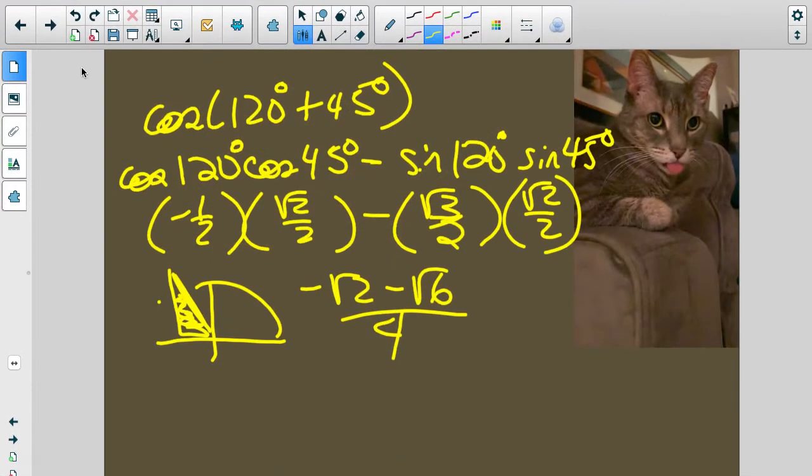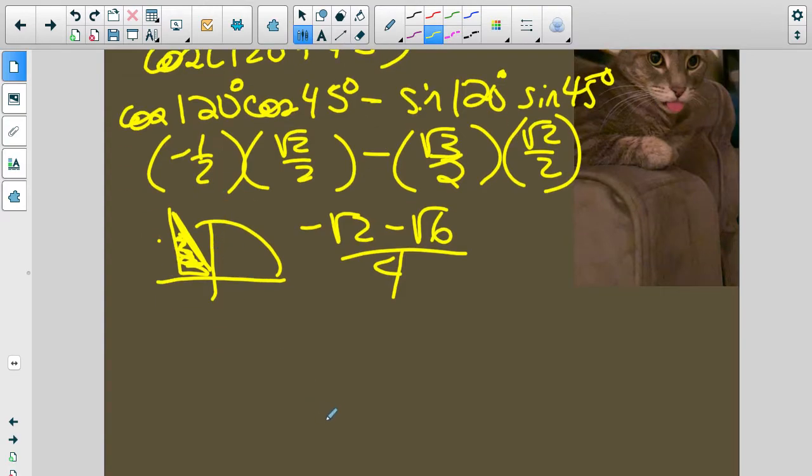Is it always going to be root 6 and root 2 in the answers on the sine and cosine ones? Most likely. I'm trying to think if there's a case I haven't seen that. It's weird, but it just works that way. Well, you see a lot of one half square roots.